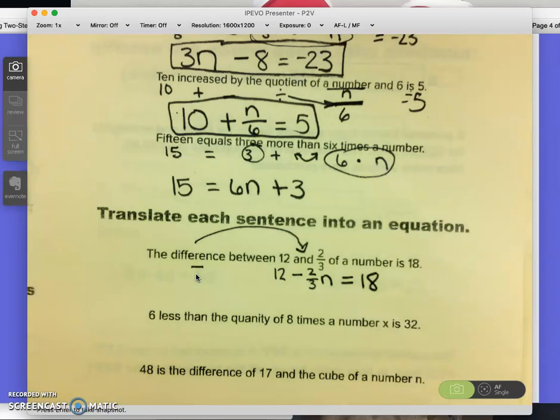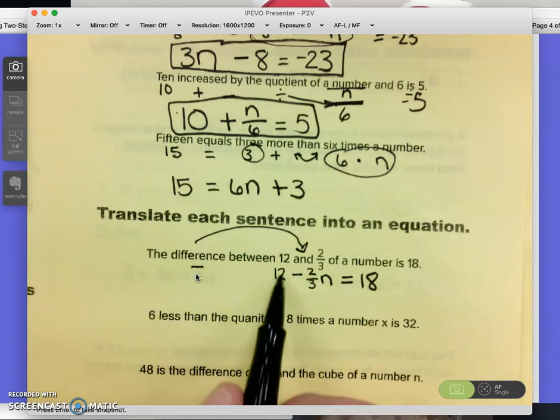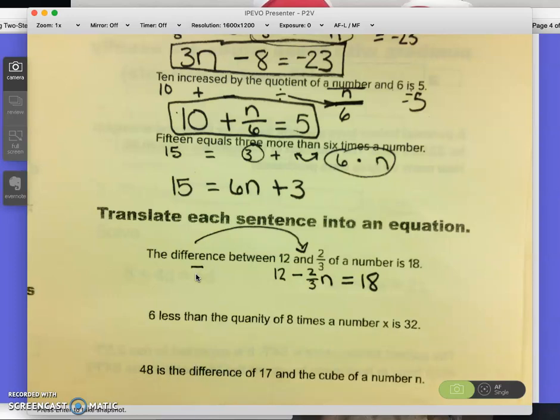So the difference between 12, and whenever I'm talking about difference, whatever number comes first has to come first. Unless it was the word than, then I would be switching orders. Okay.